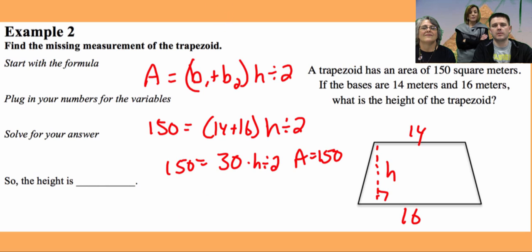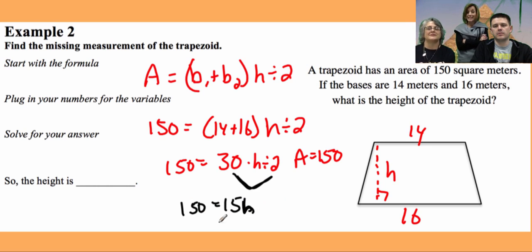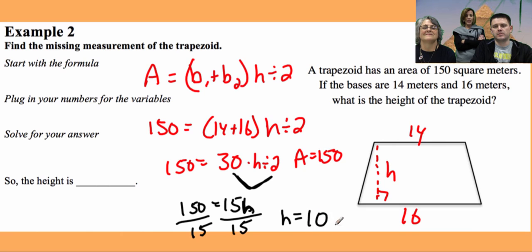So I think we should do the 30 divided by 2 over on this side. All right, so we got 15h is equal to 150, and many of you can figure out where this is going mentally. Either way, we're dividing both sides by 15 to undo that one-step equation, and we now have h equals 10. Be careful on your labels. It's 10 meters, not meters squared.